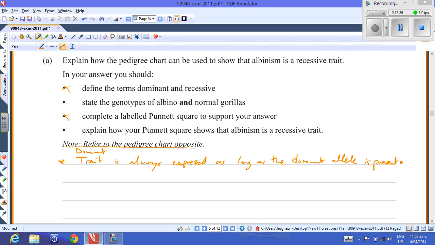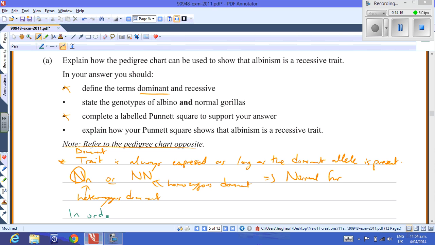This example is very like the squash plants in the previous example. So in this case, large N, small n, or large N, large N, where this is the heterozygous condition, heterozygous dominant, or homozygous dominant. In any case, the phenotype is going to be normal fur, so dark fur. So the point here with the definition of a dominant allele is that as long as you have just one of them, you will get expression. Okay, so that's dominant.